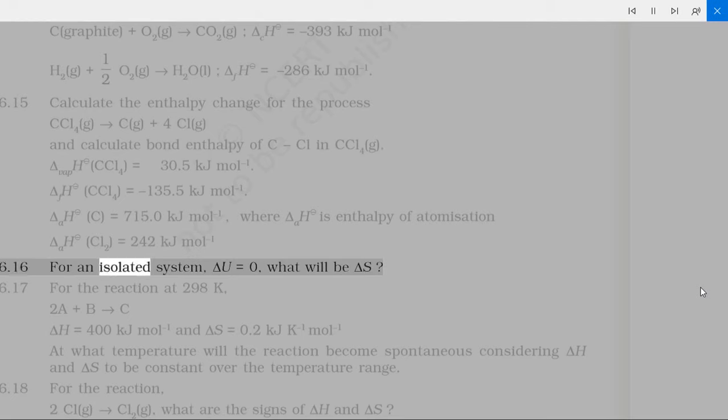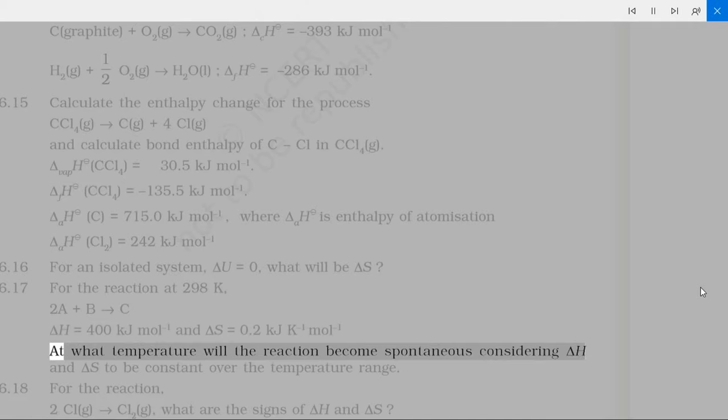6.16 For an isolated system, ΔU = 0. What will be ΔS? 6.17 For the reaction at 298 K, 2A + B → C, ΔH = 400 kJ mol⁻¹ and ΔS = 0.2 kJ K⁻¹ mol⁻¹. At what temperature will the reaction become spontaneous, considering ΔH and ΔS to be constant over the temperature range?